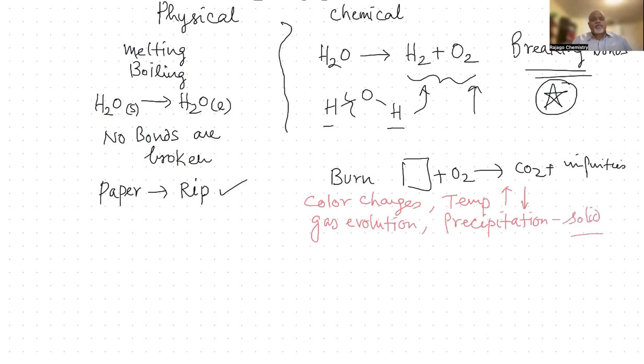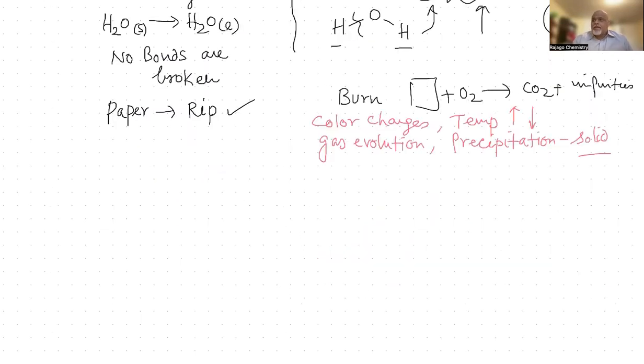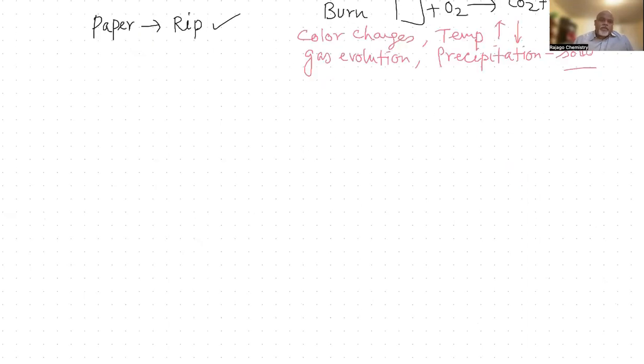But physical changes are very simple. There are no bonds broken, no phenomenal changes are seen. Now, we classify the properties into two types. One is called intensive properties, and another one is called extensive properties.